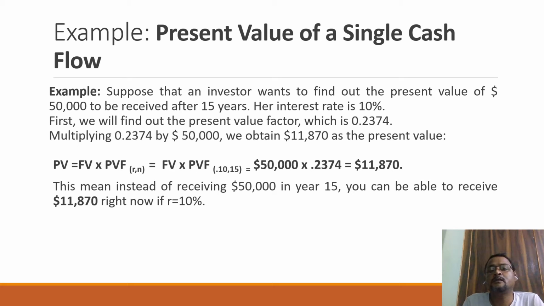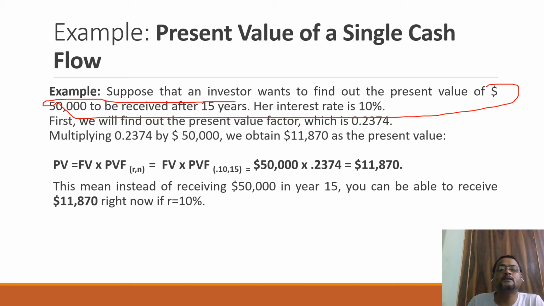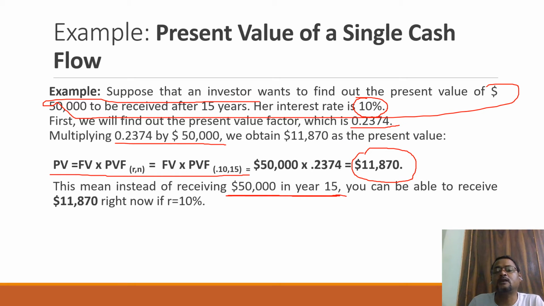It says that a sum of $50,000 is expected to be received after 15 years, rate of interest is 10%. With the help of the table, we find that the present value factor is 0.2374. Multiplying 50,000 into 0.2374, we find the value as 11,870. It is represented as follows. Present value is future value multiplied by present value factor for 10% for 15 years. 50,000 multiplied by 0.2374. This means if you are expected to receive 50,000 in 15 years, and now instead of that you want to receive the money now, the money has the present value of this.